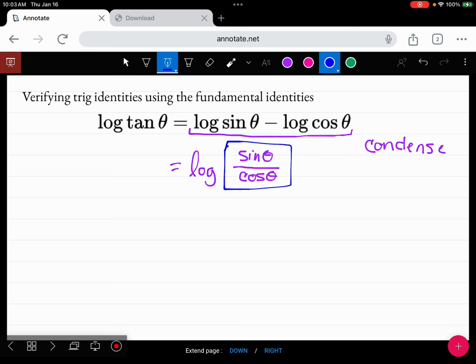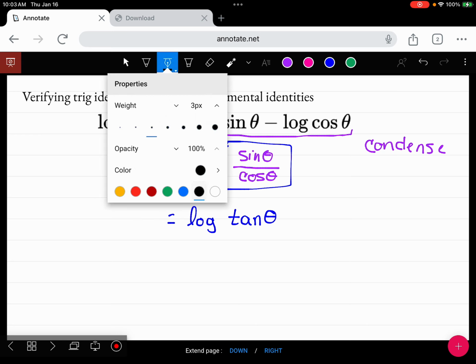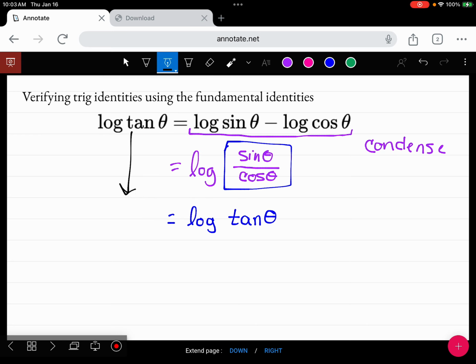How can I change the name of this thing? Sine theta over cosine theta? What is sine theta over cosine theta? Tangent. What were we aiming for? Tangent. Our left-hand side matches our right-hand side. Did we need to know tons about logs? No. That's the end of that one.